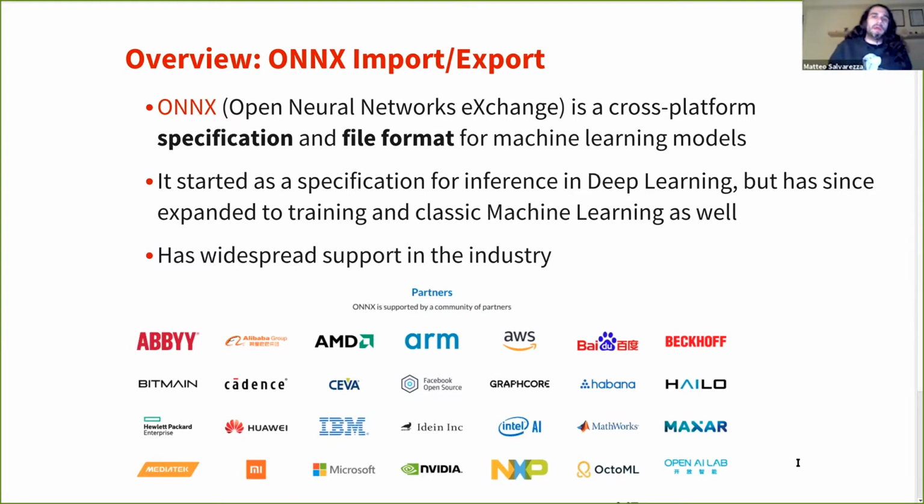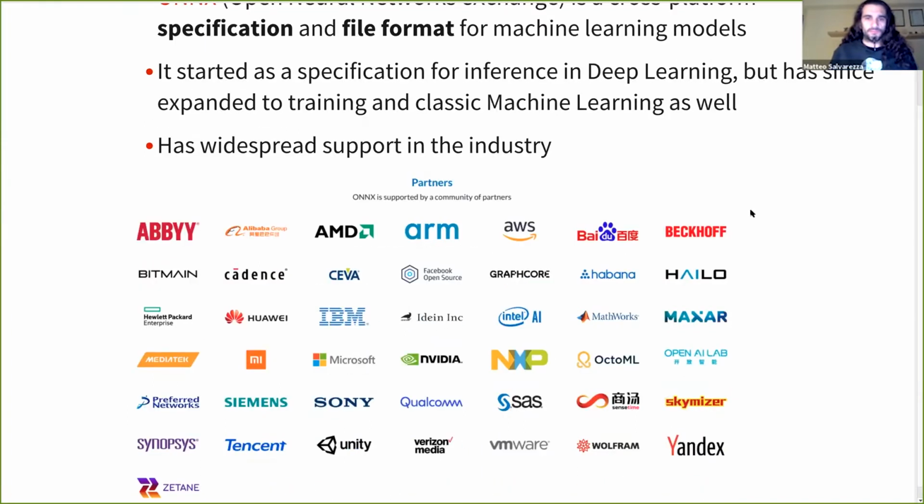ONNX is a cross-platform specification and file format for machine learning models, and it was designed to be cross-platform from the get-go to allow many different frameworks, like neural network packages and in general machine learning packages, to exchange models with each other using this format. And you can see from all the partners that it is basically the cross-platform industry-widely supported format.